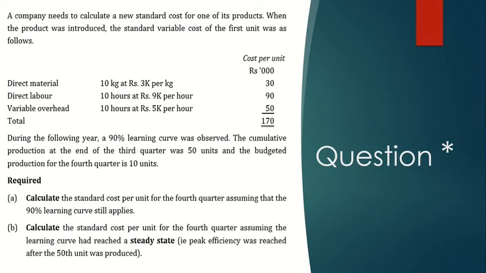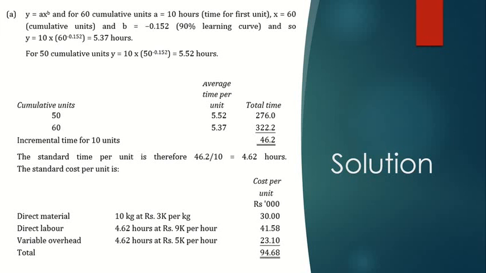Right. So how to find the 50th unit's time or 50th unit's cost? So that is interesting. Here the same formula we can apply. Here what we did, we applied 60 and 50 and we found the fourth quarter cost. So to find the 50th unit cost, logically we can apply 50 for x and we can apply 49 for x.